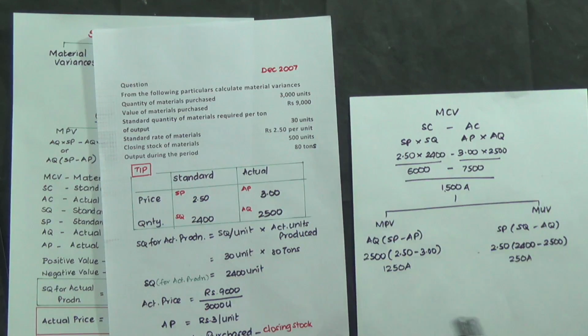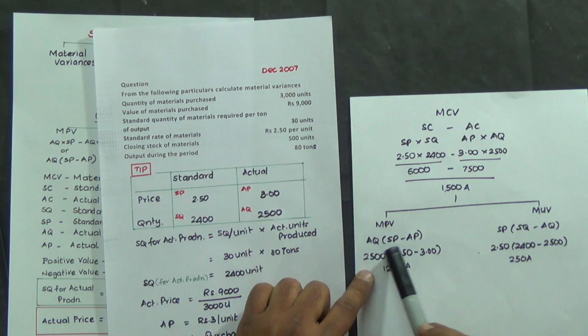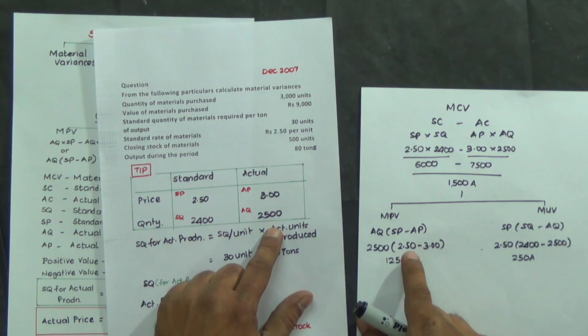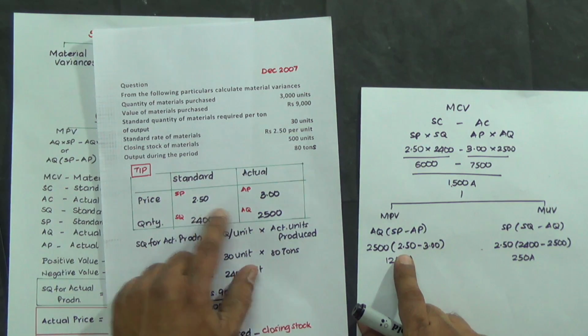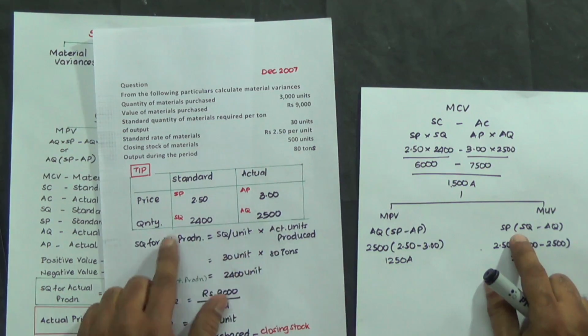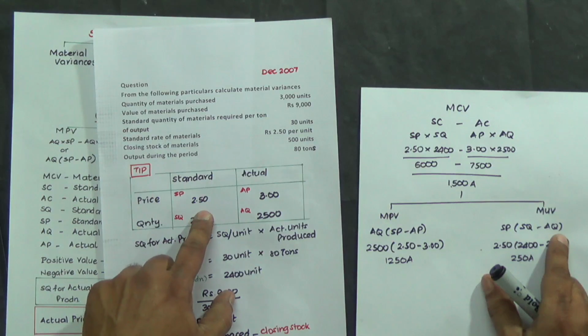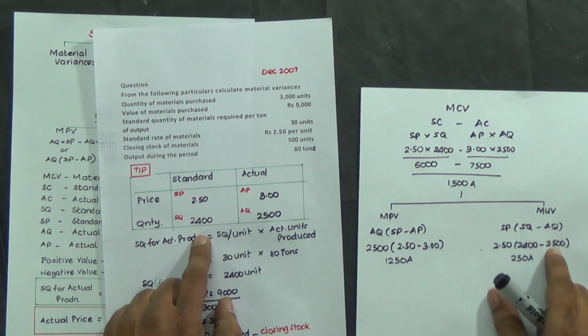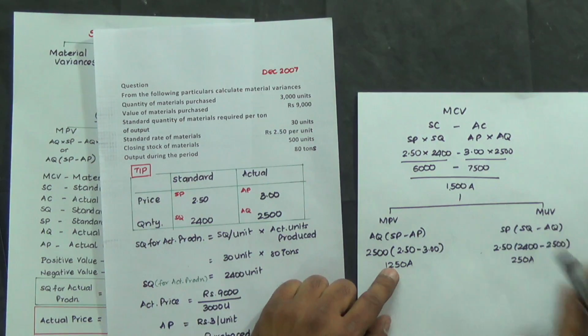So it is adverse. Here, actual quantity into standard price minus actual price. Actual quantity 2,500, standard price 2 rupees 50 NP, actual price 3. Solve it, 1,250. For usage, standard price 2.50, standard quantity 2,400, actual quantity 2,500. Solve this. So this plus this is this. Done.